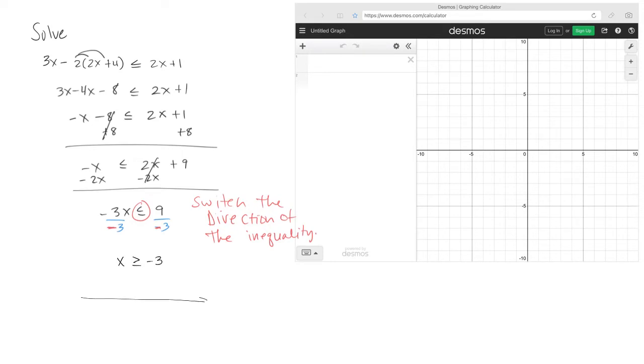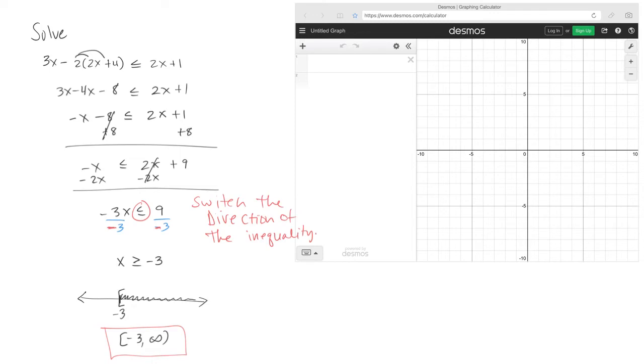And then in terms of interval notation, we would be here at negative 3, and it's everything greater than negative 3. So I'm going to use a bracket, negative 3 to positive infinity. And those are all the x values that would make that inequality true. So let me show you now how we can just verify and also solve this graphically.